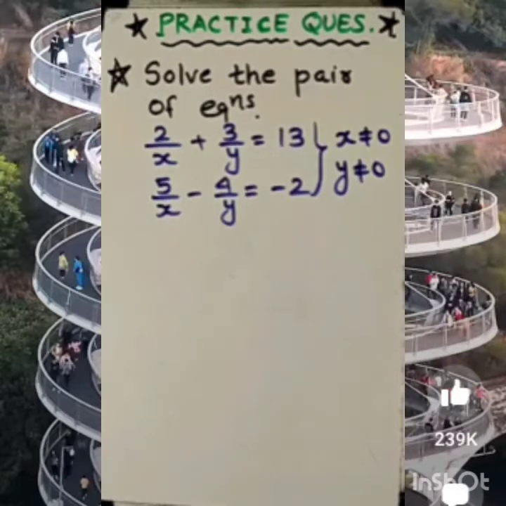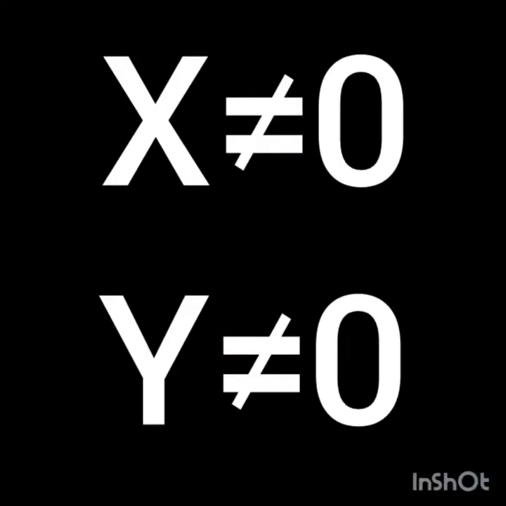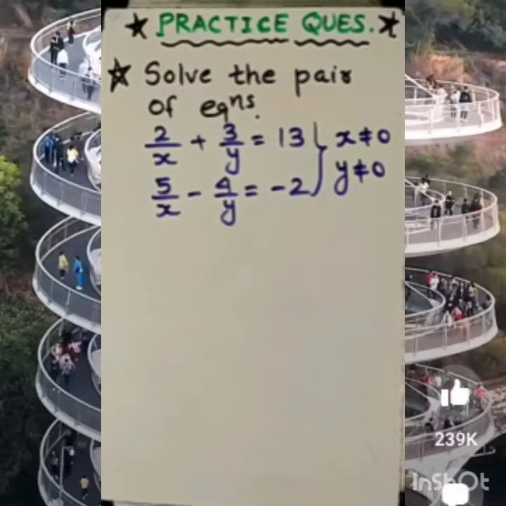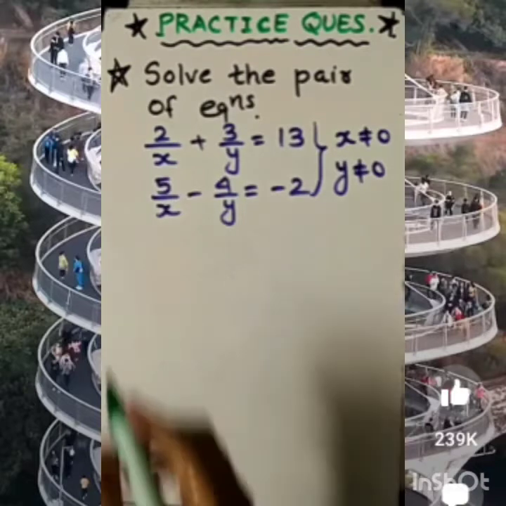You can see: solve the pair of equations. First, 2x plus 3 by y equal to 13. The second linear equation is 5 by x minus 4 by y equal to minus 2, where the condition is x not equal to 0 and y not equal to 0. Fine. So, how to go with that? Let's start with the solution.